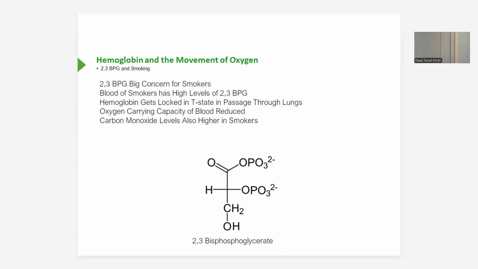I already talked last week about carbon monoxide. What did I say, Kareem, about carbon monoxide and hemoglobin? It is a competitive inhibitor. It not only displaces, it sits in the place of oxygen. So now your hemoglobin is not carrying oxygen, it's carrying poison.